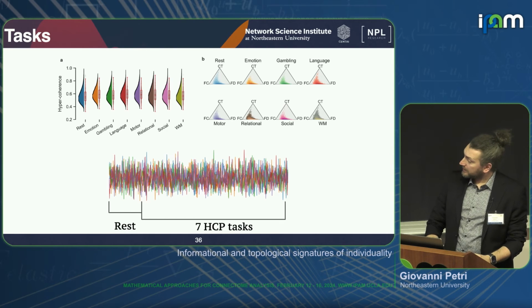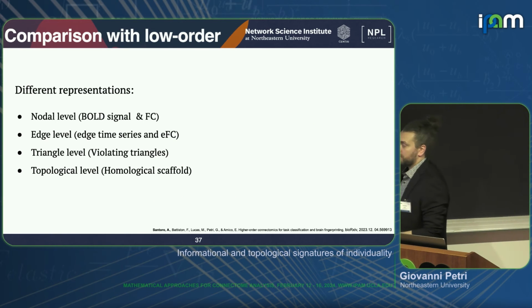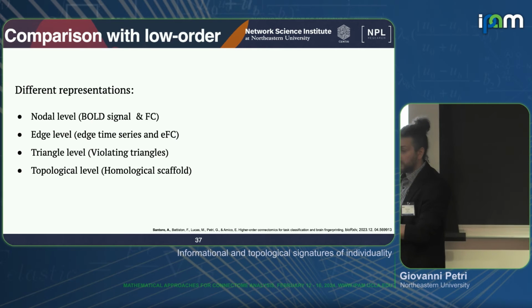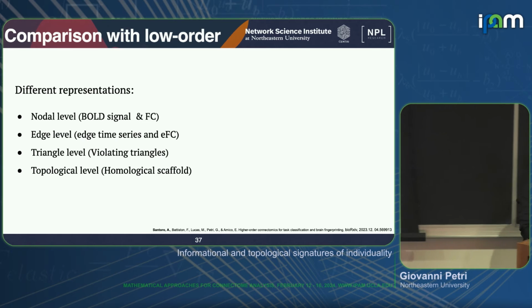So how do we do this? Well, we'd also like to compare these to other representations. For example, what if we do this comparison at the node level using the FC, at the edge level using the edge time series, the fluctuations and so on?